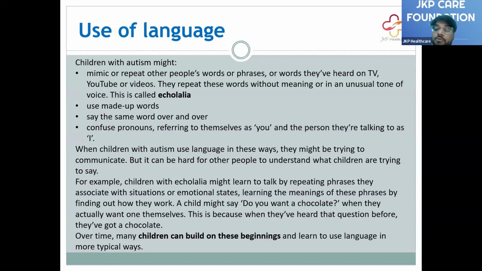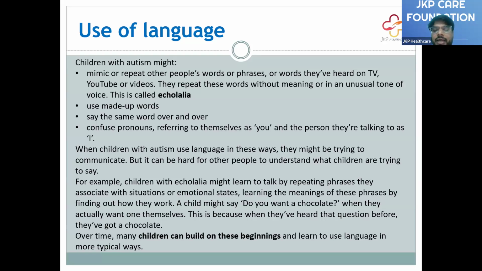लेकिन उसको समझ में नहीं आ रहा है कि मैं चॉकलेट मांगना कैसे. उसके दिमाग में रजिस्टर हुआ है कि लास्ट टाइम when somebody said "do you want chocolate" और तभी मुझे चॉकलेट मिला था. So that time I got the chocolate. So that's how they relate. This is because they have heard the question before and they have got the chocolate.